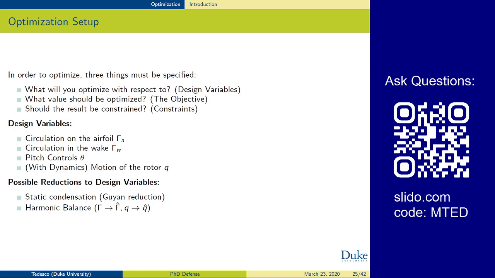All right, so we've created the structural coupling, we've created the aero. We come back to what we were talking about before. We need design variables, we need an objective, and we need constraints. For our design variables, we've created two variants of circulation, pitch controls, as we talked about as the blade twists, and with dynamics, motion of the rotor, which we're calling Q. These can possibly have reductions, such as static condensation or Guyan reduction for some others, and harmonic balance, where instead of looking in the time domain, we're looking in the spectral domain.